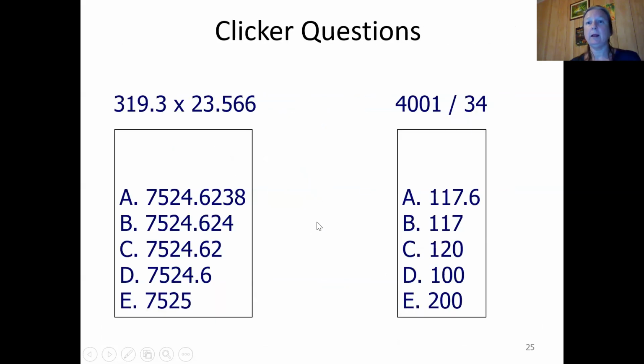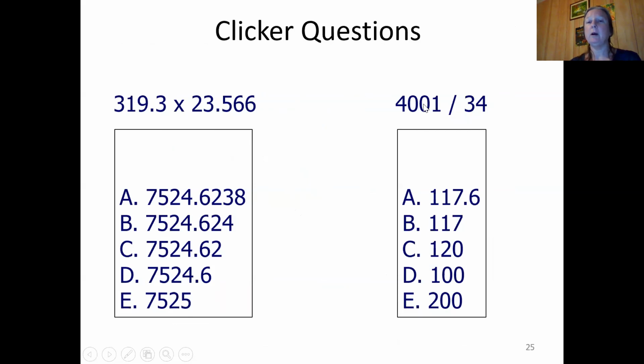So I don't have my calculator out to do these, but how many sig figs are these answers going to be? So this has 5 and this has 4. There are no zeros. These are all significant. So your answer is going to be 4 sig figs. So it will be this one.